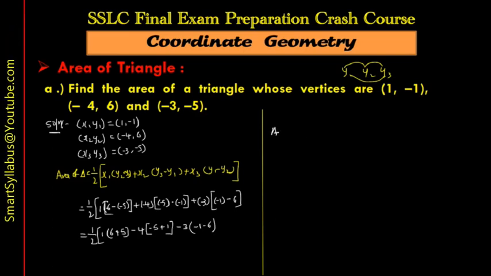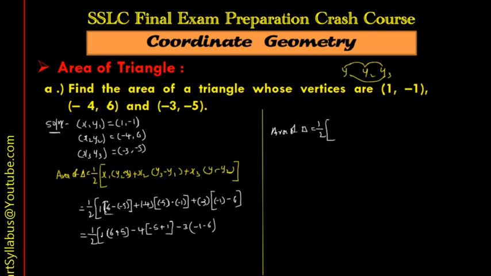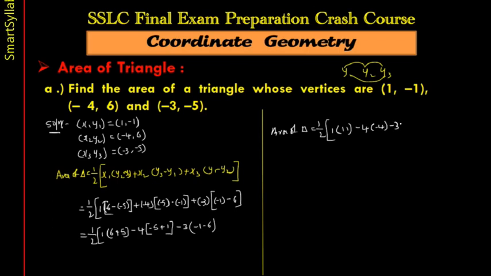Now area of the triangle is equal to half, as it is inside the bracket now. Okay, 1 into 6 plus 5 is 11, minus 4 as it is. Now minus 5 plus 1, both have different signs, so subtract them and write the sign of the greater number for the answer. 5 minus 1 is 4, 5 is greater, so we get a minus sign, so minus 4. Now again minus 3, and inside the bracket both have the same sign, so add them.